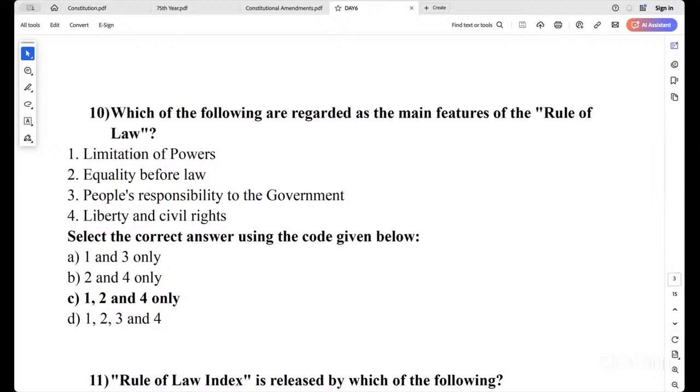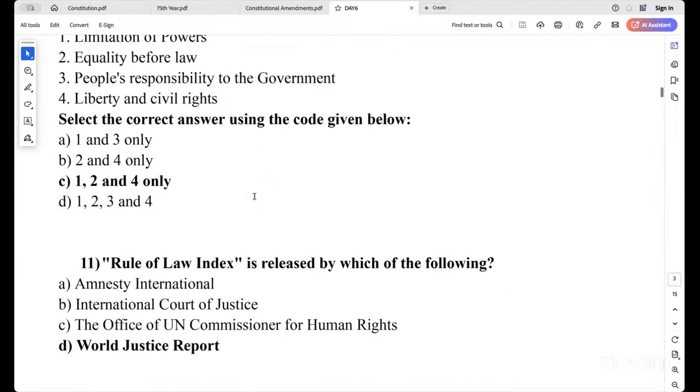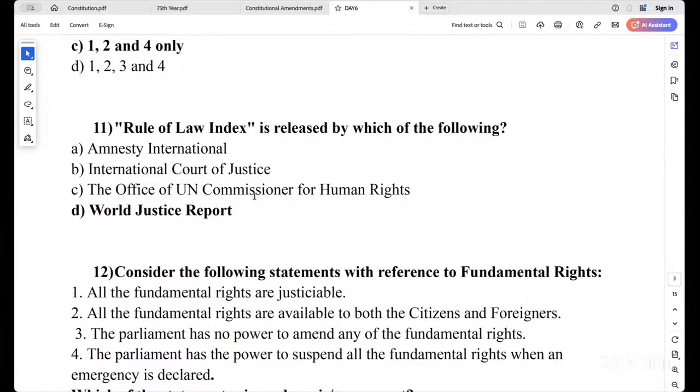People's responsibility to the government is a duty. It is not rule of law. Okay, the rule of law index is released by which of the following?